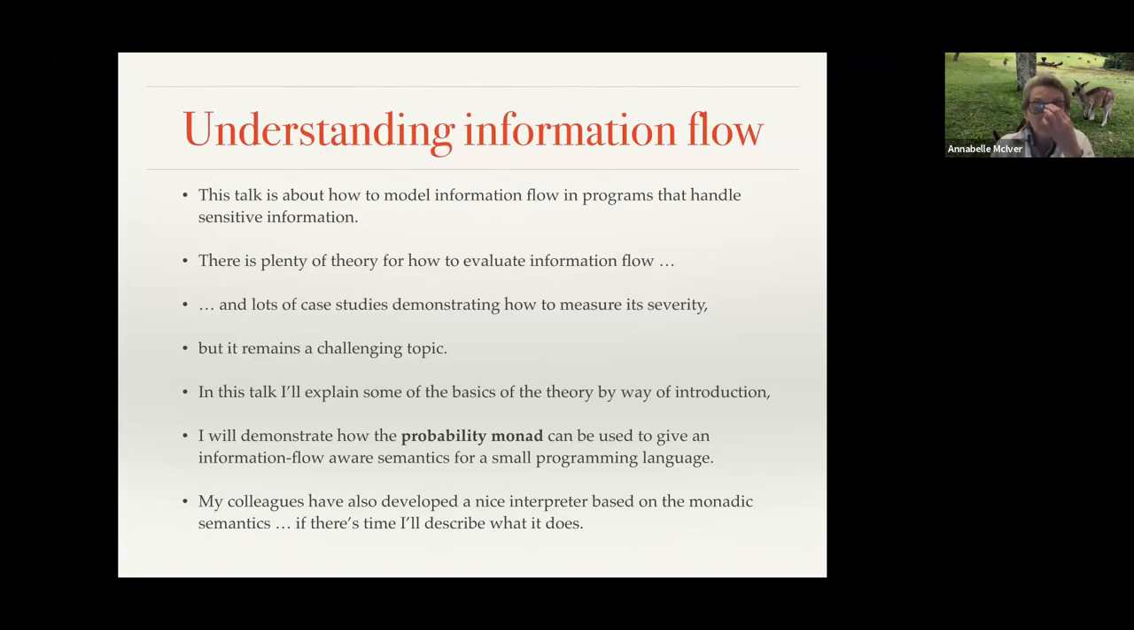And then I will start talking a little bit about how some basic category theory can be very usefully used to give an information flow aware semantics for a small programming language. And once I've done that, then I'll be able to hopefully tell you what this category of correlations is.